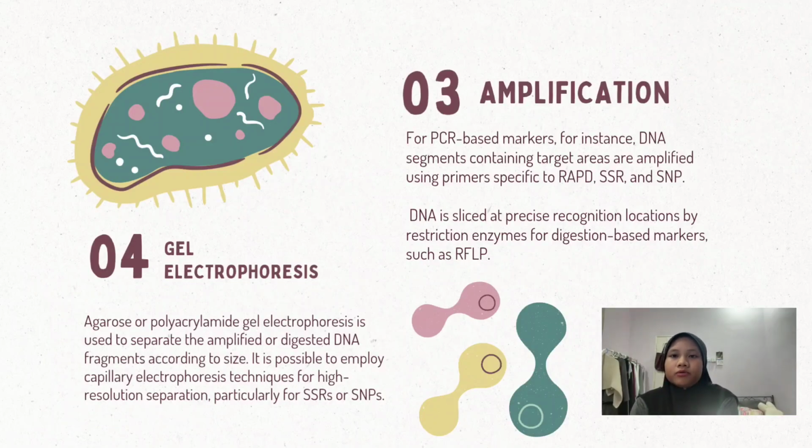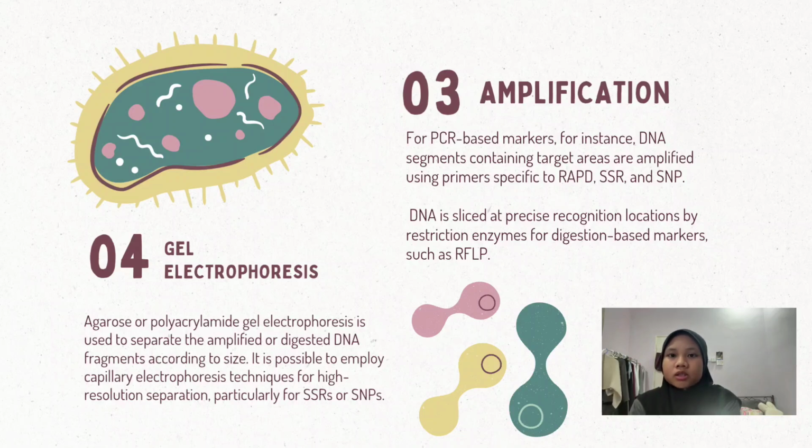Third is amplification. For PCR-based markers, for instance, DNA segments containing target areas are amplified using primers specific to RAPD, SSR, and SNP. DNA is sliced at precise recognition locations by restriction enzymes for digestion-based markers, such as RFLP.